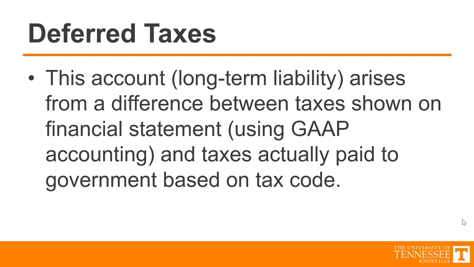This account is really coming from the difference between the taxes that we show on our financial statements, which are prepared according to GAAP accounting, and the taxes we actually pay to the government based on the tax code. So this is a long-term liability, and we're going to talk about how it comes about and how it might go away over time.